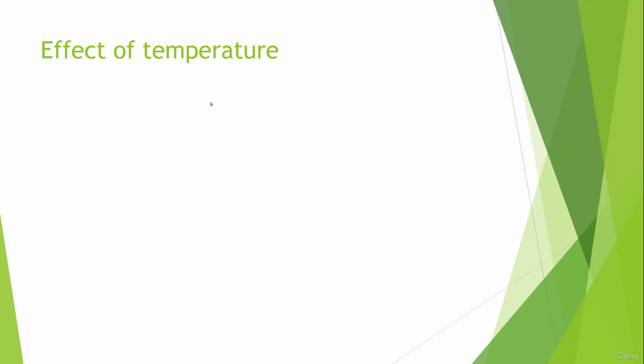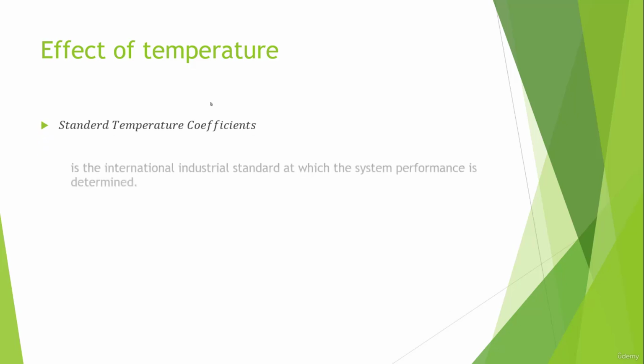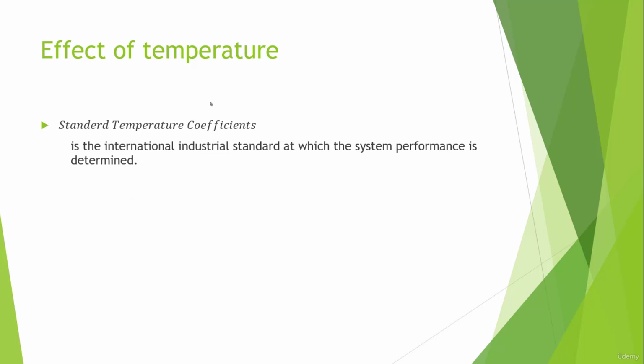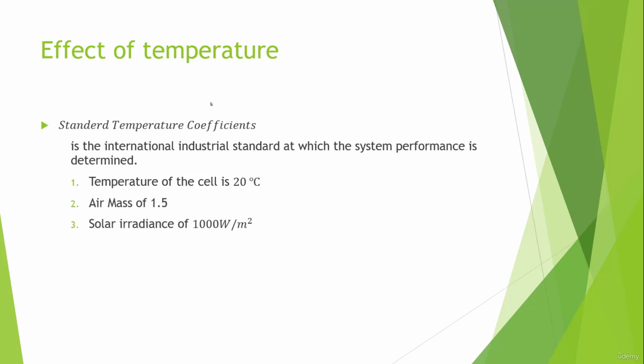Before we understand the effect of temperature, you will need to understand some basic concepts. Standard test conditions, or STC, is basically the international industrial standard at which the system performance is determined. It can be determined based on three things. First, the temperature of the cell is operating at 20 degrees Celsius, an air mass of 1.5, and a solar irradiance of 1000 watt per meter square.